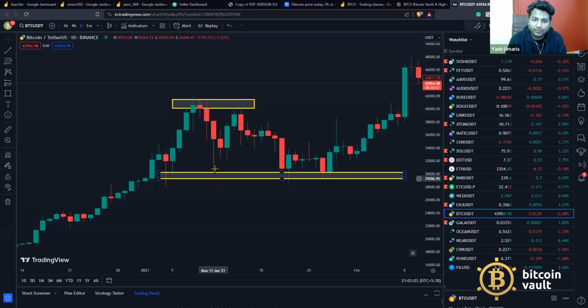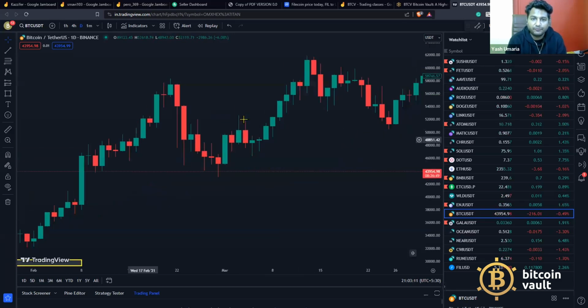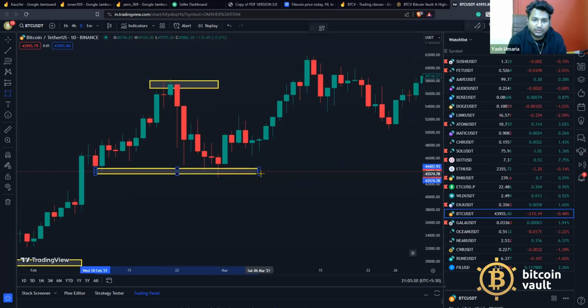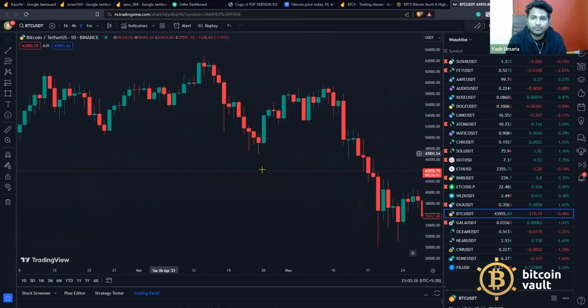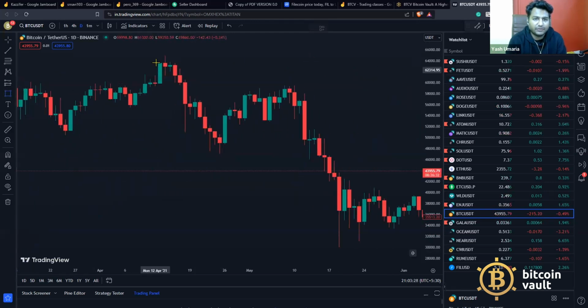And then again from the support zone, the market moved up. And then again from the resistance zone, the market moved down. And again from the support zone, the market moved up, right? You see, it happens every time. This is my resistance zone. What happened from here? The market moved down. Then I found a support zone. What happened from the support zone? The market moved up. Correct? So you can draw many support and resistance zones on each and every chart.